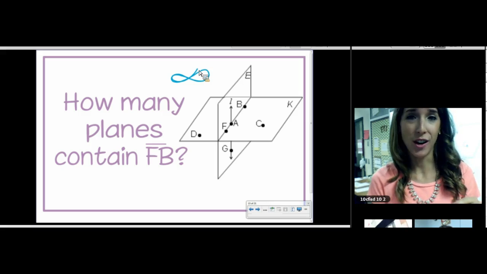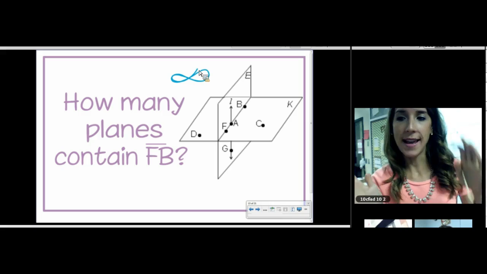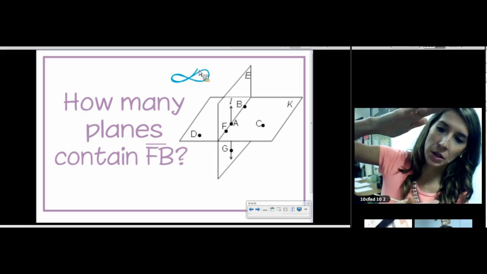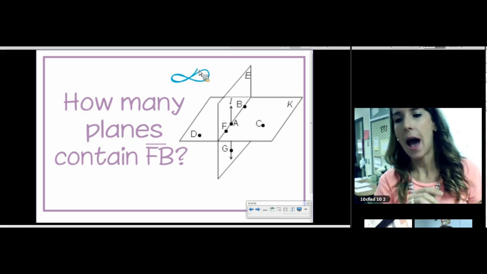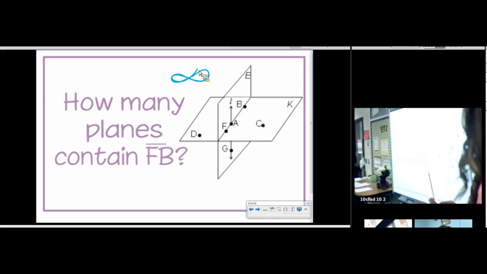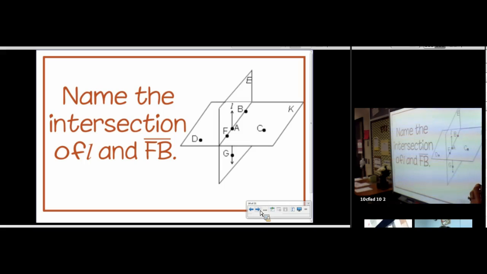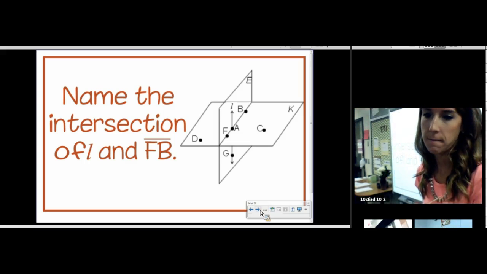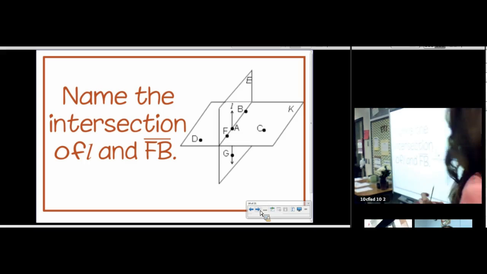So in the picture, there's only 2 drawn. But could I keep drawing planes at different angles that contain FB? Absolutely. So the answer was infinite. Name the intersection of line L and FB. Good.